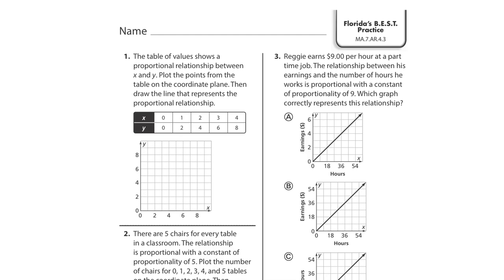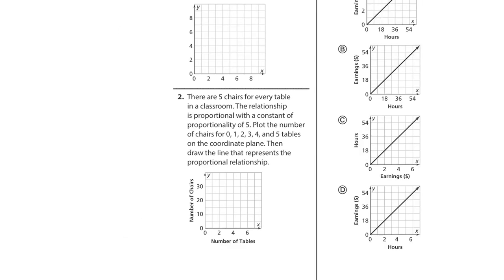Okay, we're going to look at AR 4.3. This is problem number 2. It says, there are 5 chairs for every table in the classroom. The relationship is proportional with a constant of proportionality of 5. Plot the number of chairs for 0, 1, 2, 3, 4, and 5.